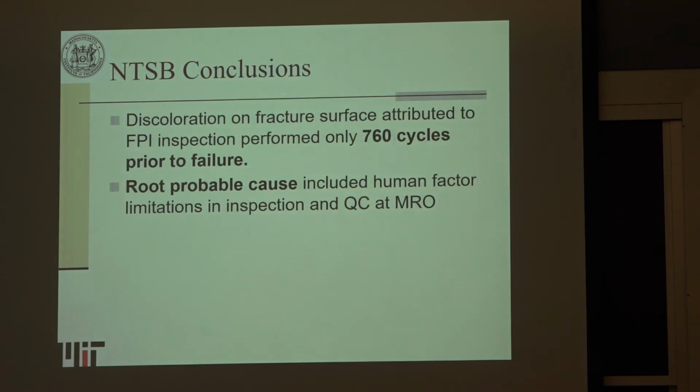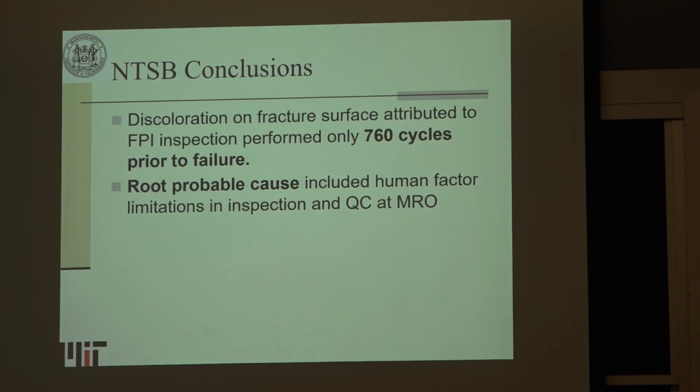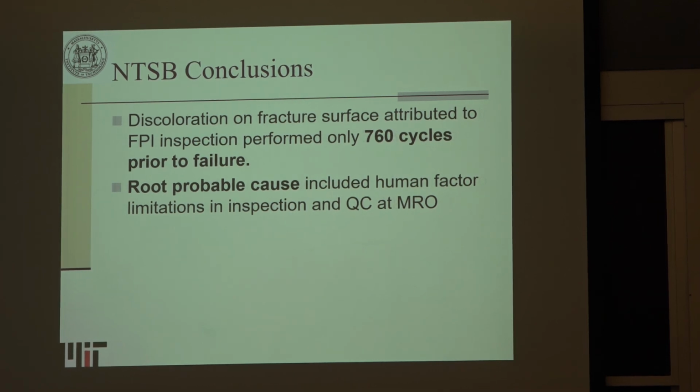As I said, fluorescent penetrant was performed only 760 cycles to failure. It was still allowed to go back into service. And one of the findings in the report was that they noticed discoloration in the area around the inclusion, and the discoloration was attributed to the penetrant, what they use on the penetrant. So that was actually a fairly damning conclusion that led to quite a few changes to the quality assurance, quality control in the plant.